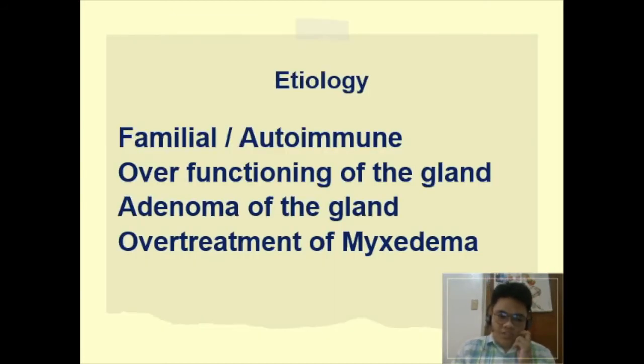Then etiology. So class, your hyperthyroidism could be familial or autoimmune. Then it could be caused by the overfunctioning of the gland because of overstimulation. It could be by too much increase of your thyroid stimulating hormone. It could also be caused by adenoma of the gland. So class, whenever there is presence of cancerous growth in the thyroid, they usually manifest as hyperthyroidism.